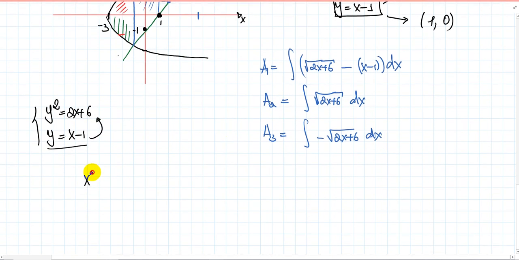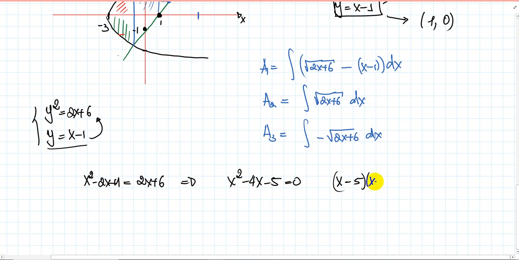So this will be x squared minus x plus 1 is equal to 4x plus 6, right? If I put everything to the left-hand side, it will be x squared minus 4x minus 5, right? I can regroup this as x minus 5 and x plus 1 is equal to 0. Okay, so x minus 5 and x plus 1, right?